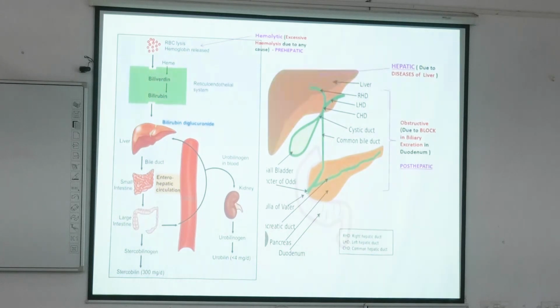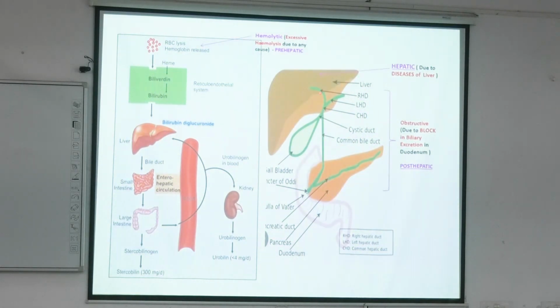Now once that bilirubin is taken up by the liver, and if the liver cannot conjugate it properly or there is a defect, that is called hepatic, and that is due to many diseases of the liver. So there will be a defect in the liver. If the liver is diseased itself, then you will get jaundice, and that is called hepatic jaundice.